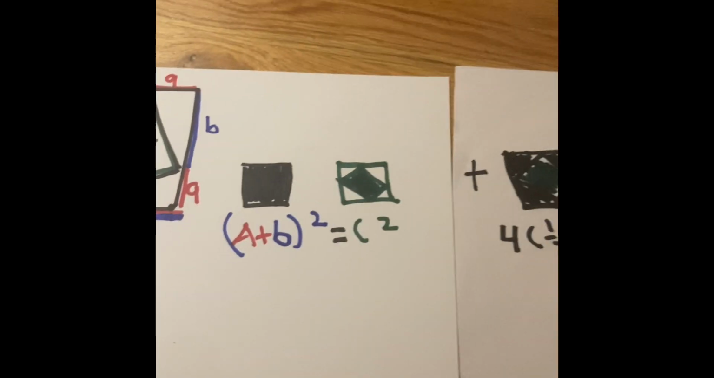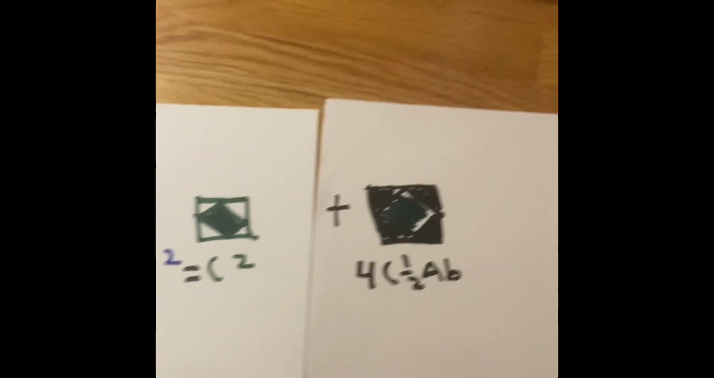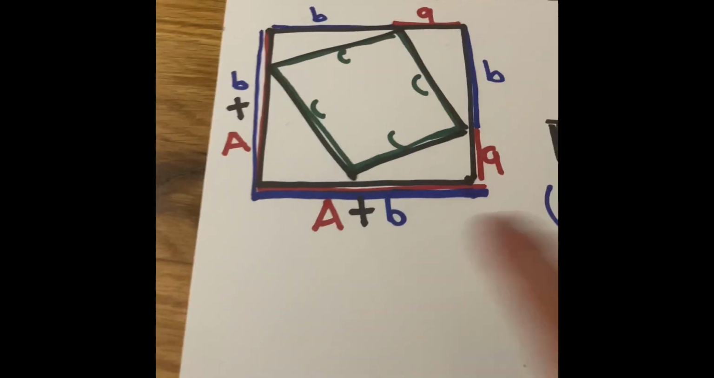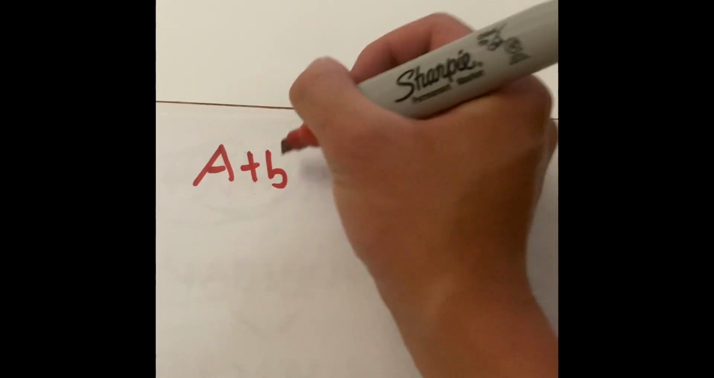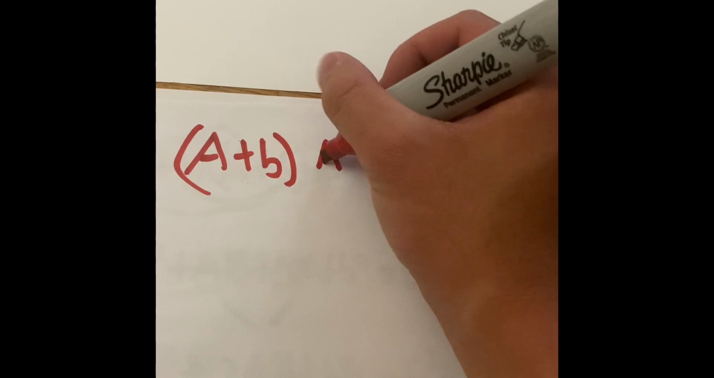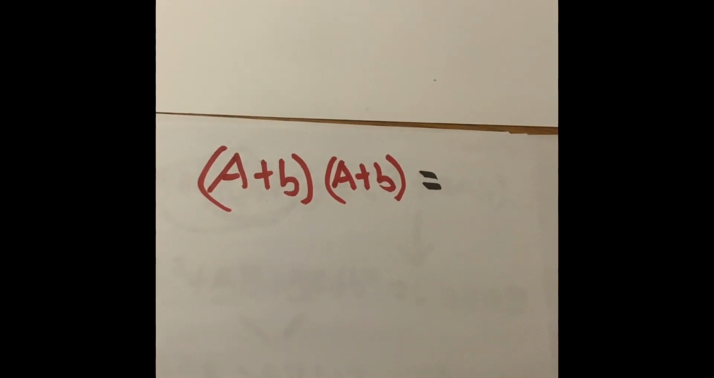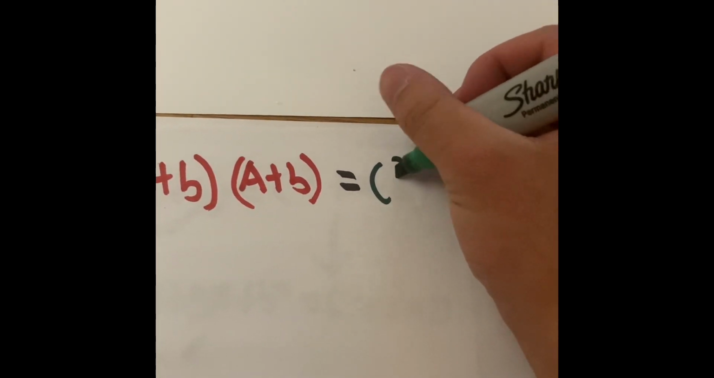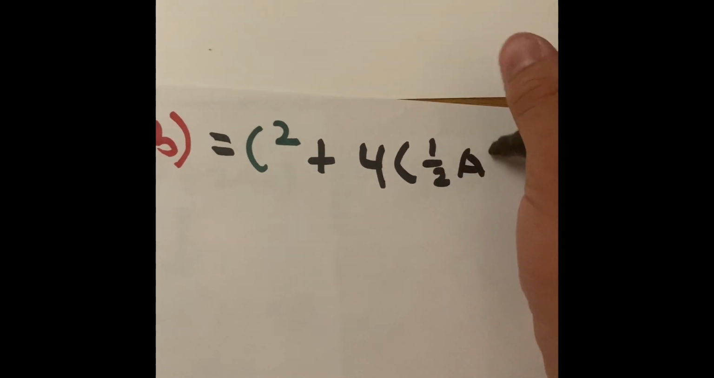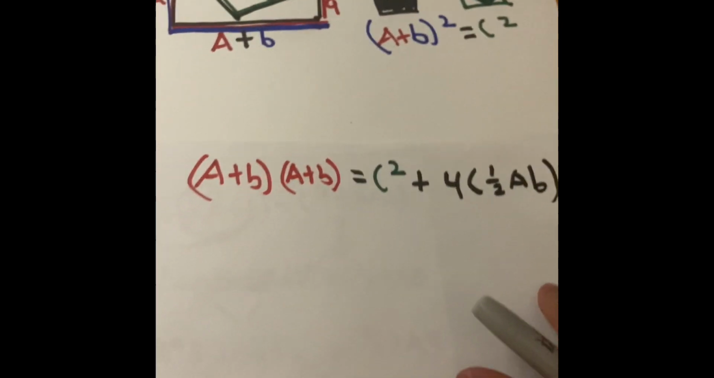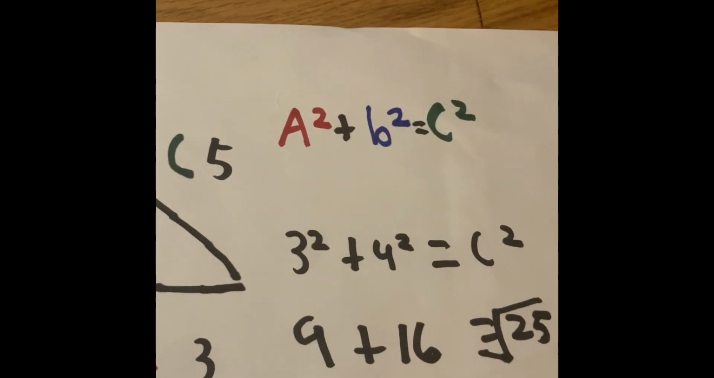So let's try to solve this algebraically and see how we can get A squared plus B squared equals C squared right here. So we are going to say A plus B times A plus B, because the bigger square area is A plus B times A plus B. And that is going to equal C squared plus 4 times 1/2 AB. So here's how it's going to work. We have to simplify this to see how we get to A squared plus B squared equals C squared.